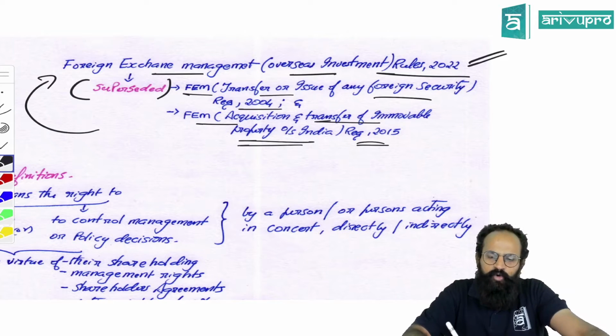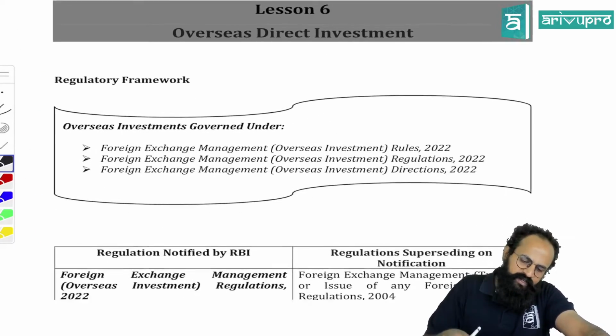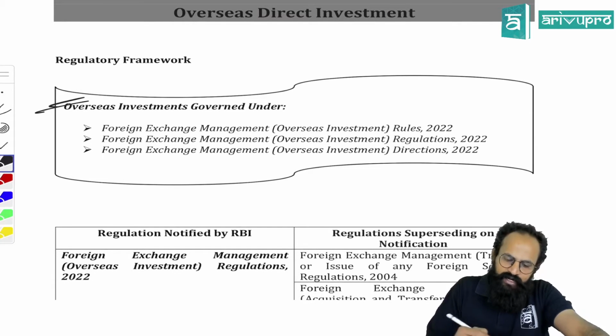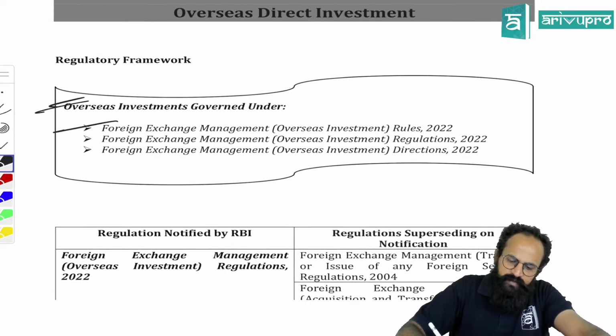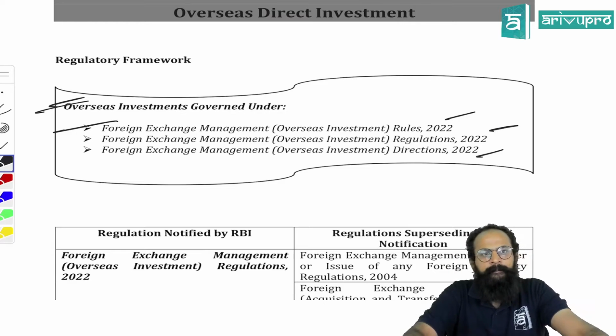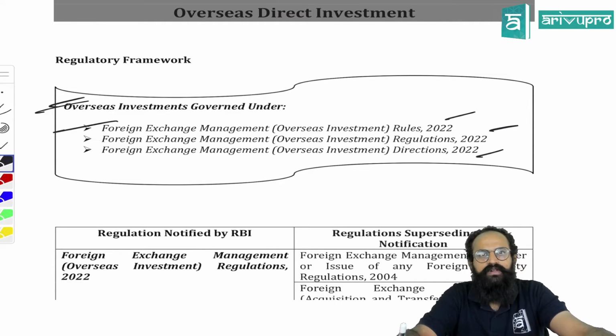So when I say new rules, what exactly has come, people? In the new rules, they have introduced these things. Overseas investments are now governed by the FEMA Overseas Investment Rules 2022, the Overseas Investment Regulation 2022, and the Foreign Exchange Management Overseas Investment Directions 2022. These three have been introduced. But do not worry, people, they have not given all three majorly to you. Wherever something is given, that alone we will see.